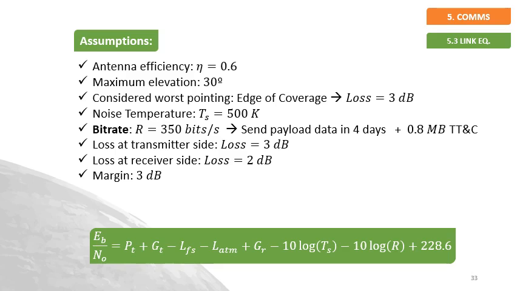The most important parameter is the bit rate. We have set it to 350 bits per second, which allows us to send the payload data in 4 days. Taking into account that the travel back to Earth takes 7 days, we have 3 days to avoid a risk of failure in the final part of the mission. With this bit rate, we also have an extra 0.8 megabytes that we can use to send telemetry data every day.